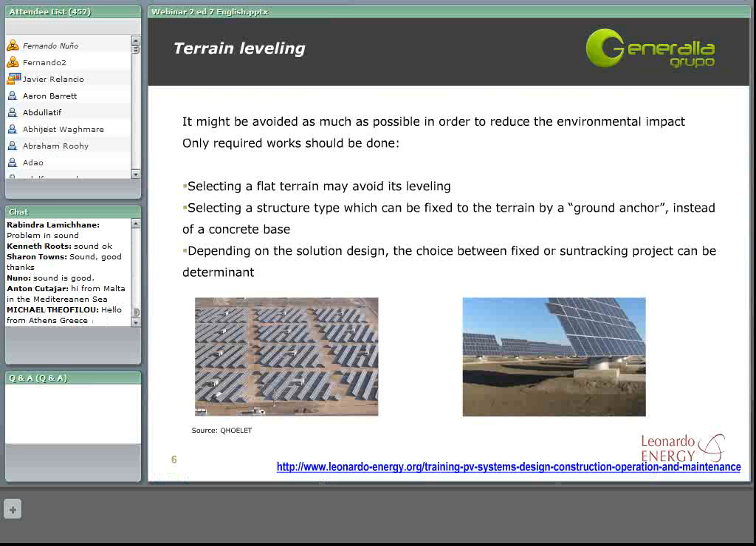Some good practices would be selecting a flat terrain, selecting a structure type which doesn't need a concrete base, and then, on the other side, the choice between a fixed or a sun tracking project can be determinant for the needs on this issue. So, as we have said, it is important to take our time during the project design in order to reduce this task.